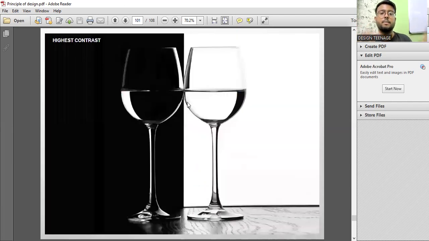Fine. This is what bad contrast does. Highest amount of contrast. Black and white are not colors. We will discuss this again in color theory. Black and white are the extreme amount of tint or shade. So the highest contrast is created between black and white. Best example is over here.